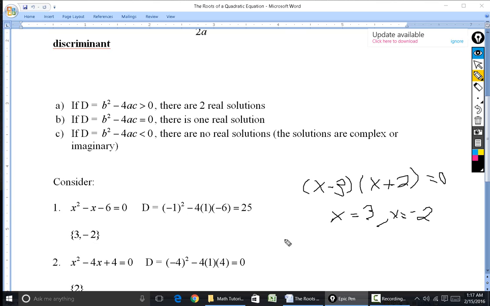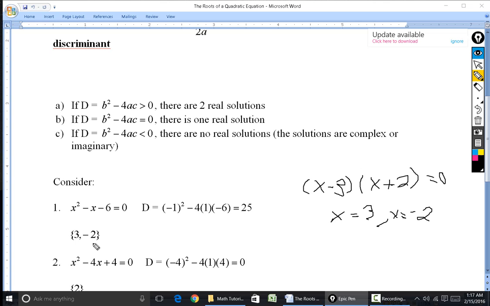Okay, so if you're just interested in determining the type of solution the quadratic equation will have, you can do it just by finding the value of the discriminant. If the value of the discriminant is positive, which in this case it is 25, then you have 2. And then you have 3 and negative 2.